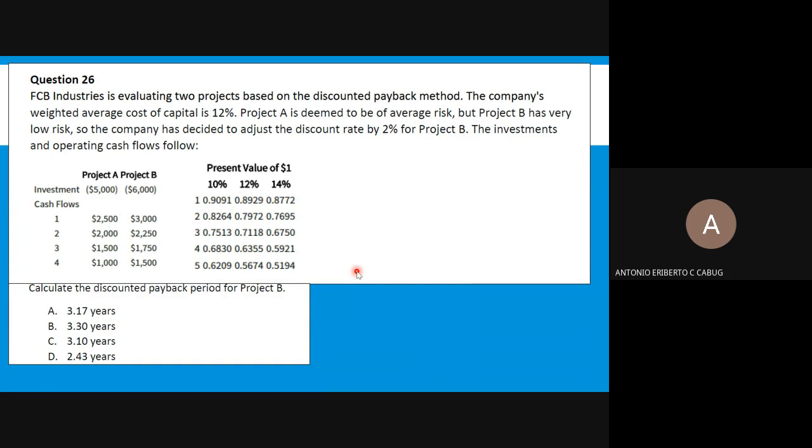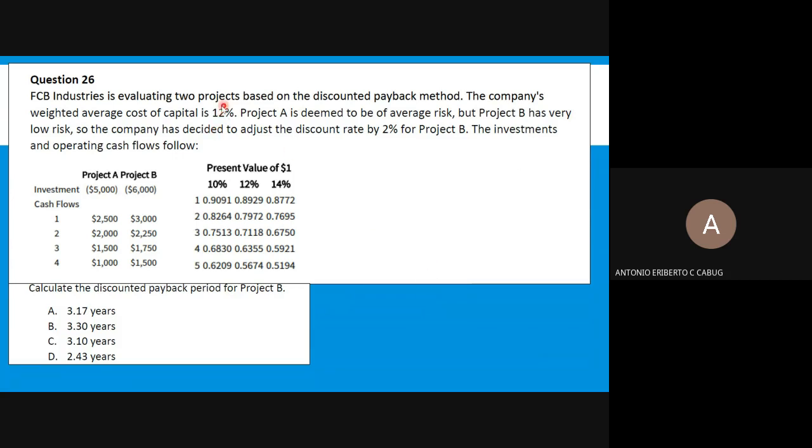FCB Industries is evaluating 2 projects based on the discounted payback method. The company's WACC is 12%. Project A is deemed to be of average risk, but Project B has a very low risk. So the company has decided to adjust the discount rate by 2% for Project B. The investments and operating cash flows follow. Calculate the discounted payback period for Project B.